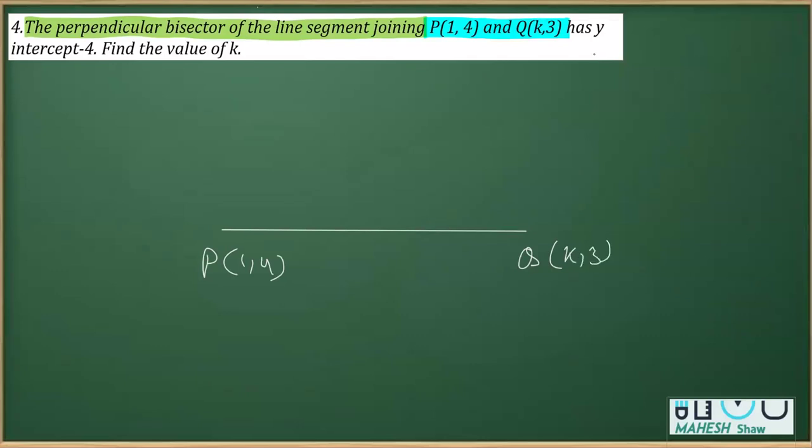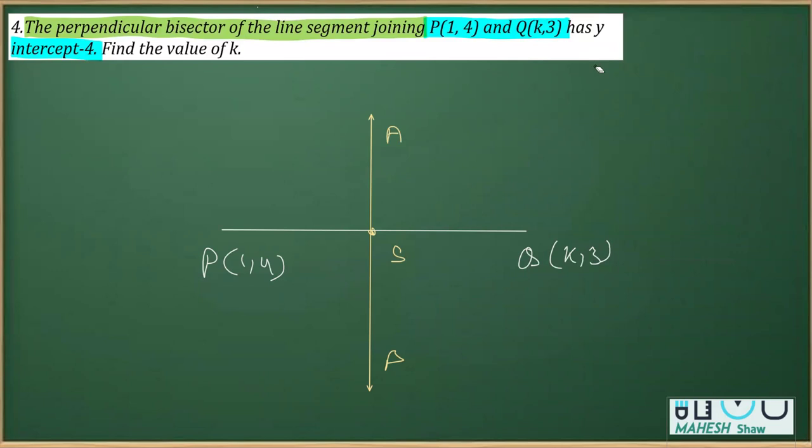And the perpendicular bisector of this line segment, let's say if I draw this being the perpendicular bisector, and I name this line as AB and this as point S, has y-intercept. That means we know the y-intercept of this line as 4, and we have to get the value of k.